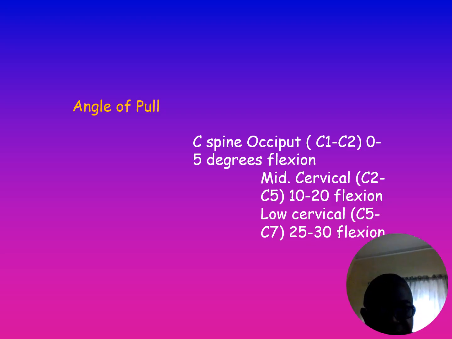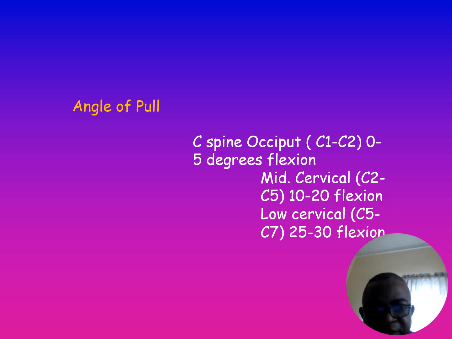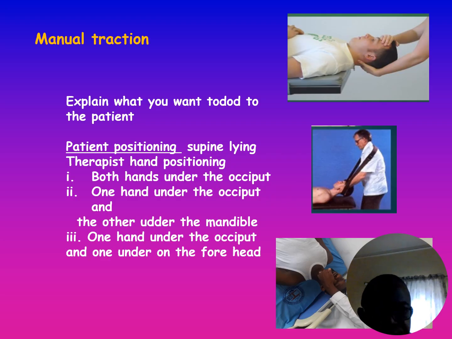All right, you can see that here. C1 and C2, you use 0 to 5 degree. When you are dealing with mid cervical like C3, C4, C5, you can use 10 to 20 degree of neck flexion before you start pulling. And if you are dealing with C5 to C7, you can use 25 to 30 degree of neck flexion. And this is manual traction being applied there. So what do we see here?